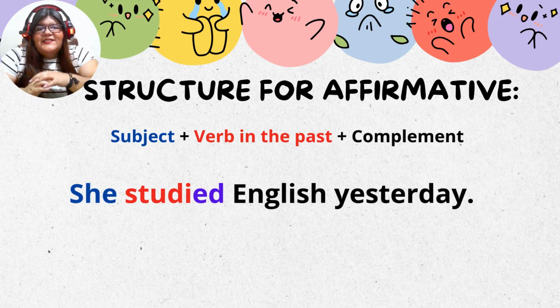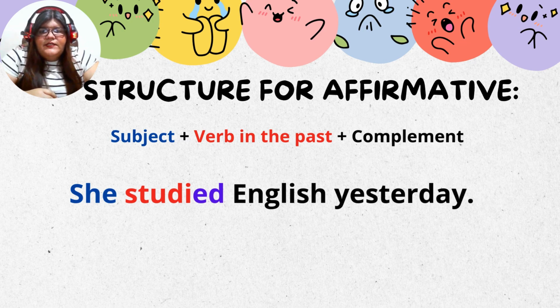So now guys, let's see the structures in affirmative, then we will see some examples, then in negative and then in interrogative. So we have the structure for affirmative, subject in blue, you see, the verb in the past in red, and the complement. She, you see the subject in blue, the verb in the past is study, is the infinitive we can say, and we added ed in purple, right? English yesterday is the complement.